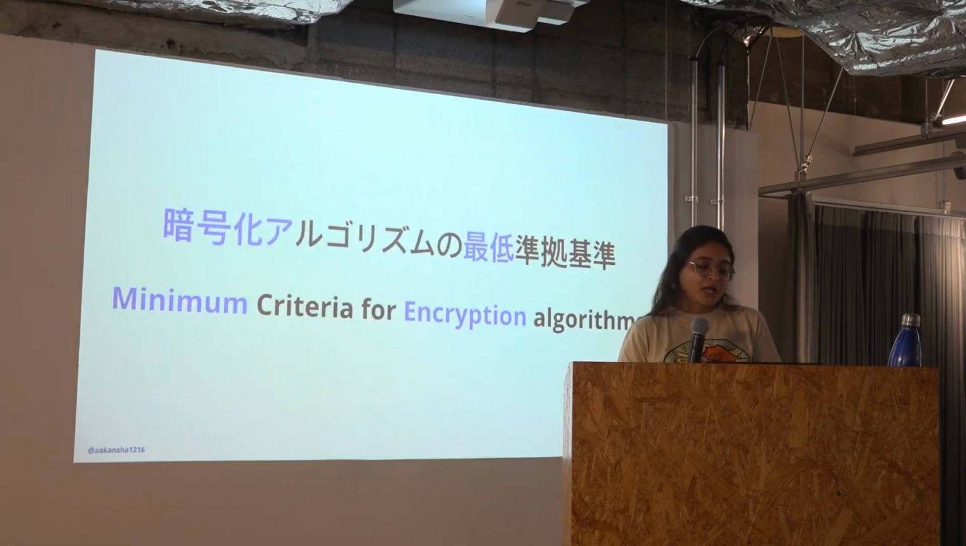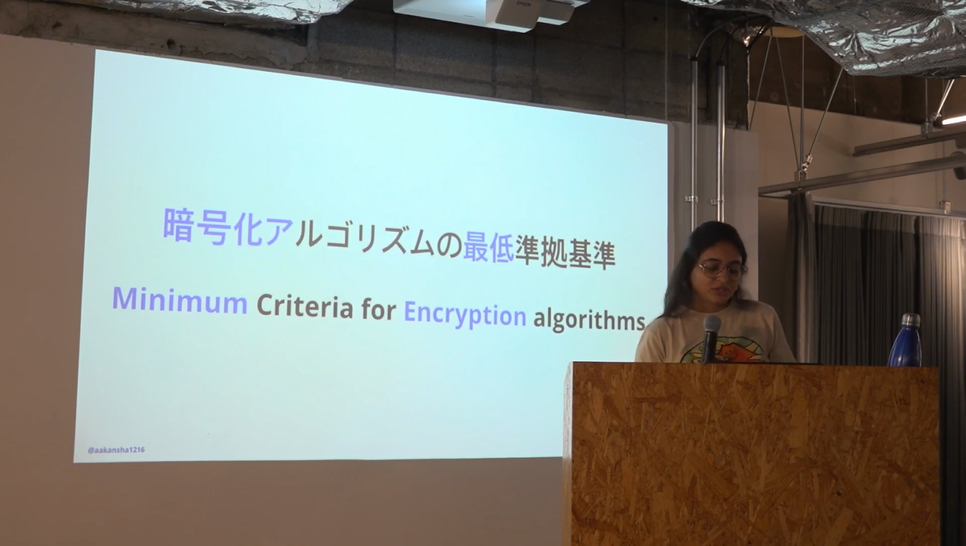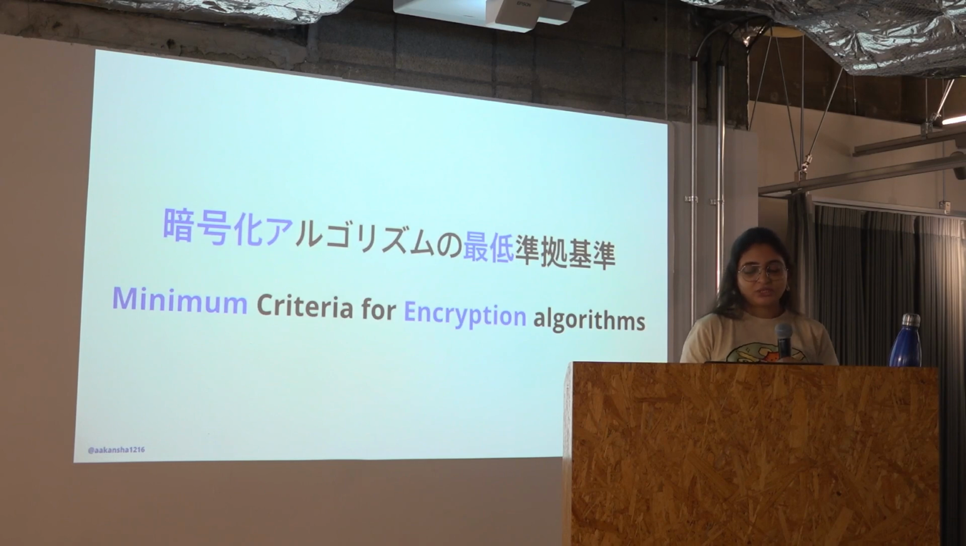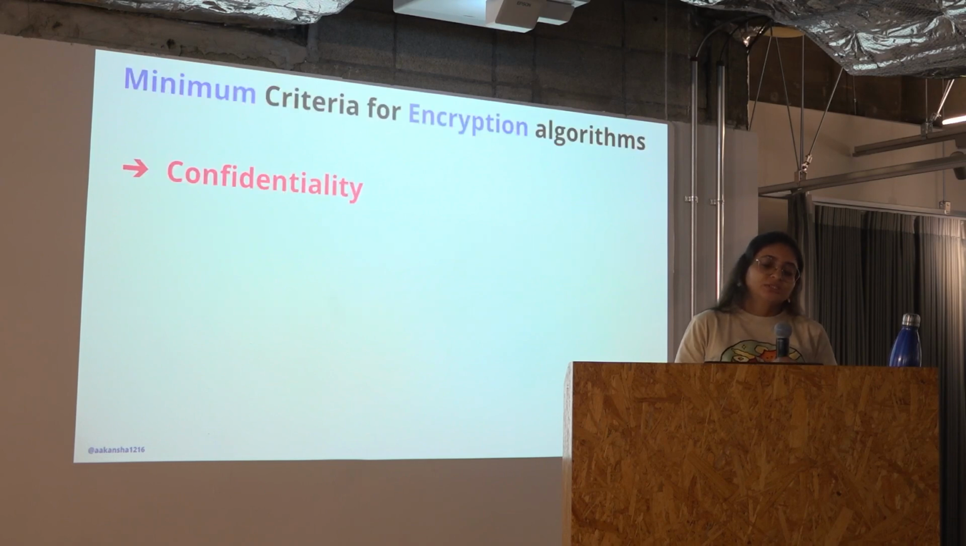So now, before actually finalizing an encryption algorithm, there are some minimum criteria which we definitely need to fulfill before going ahead with any encryption algorithm. So let's look at those minimum criteria. The first one is confidentiality. When I'm sharing some data with you, only me and you should have access to the key with which you can interpret the data, and no one else in this room should have access to it.